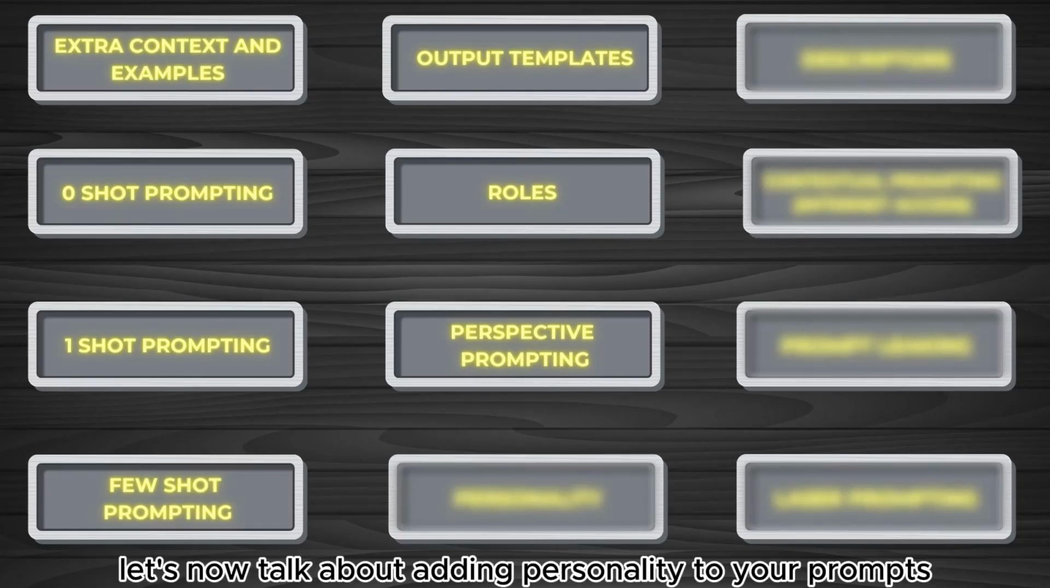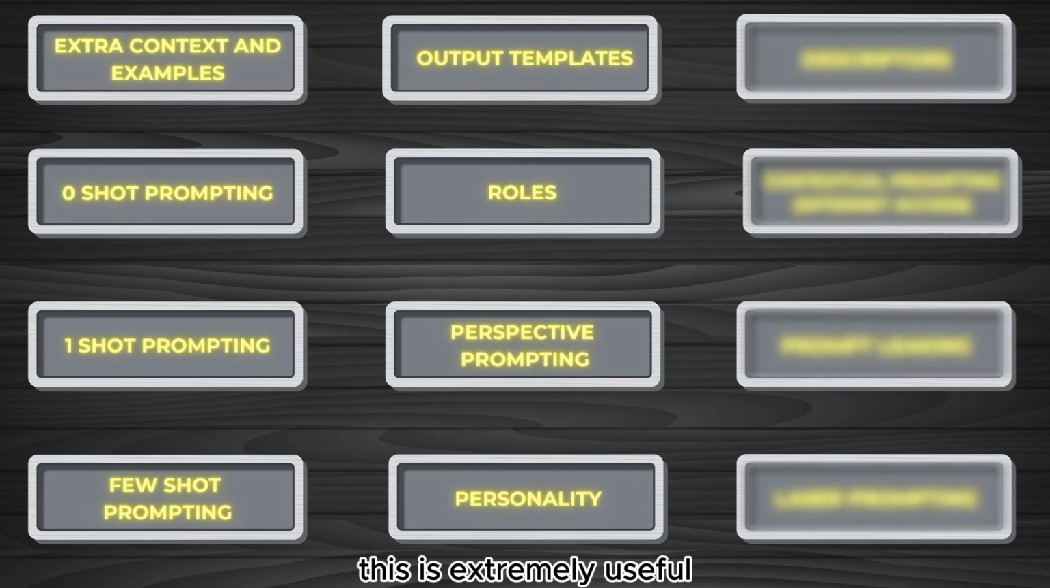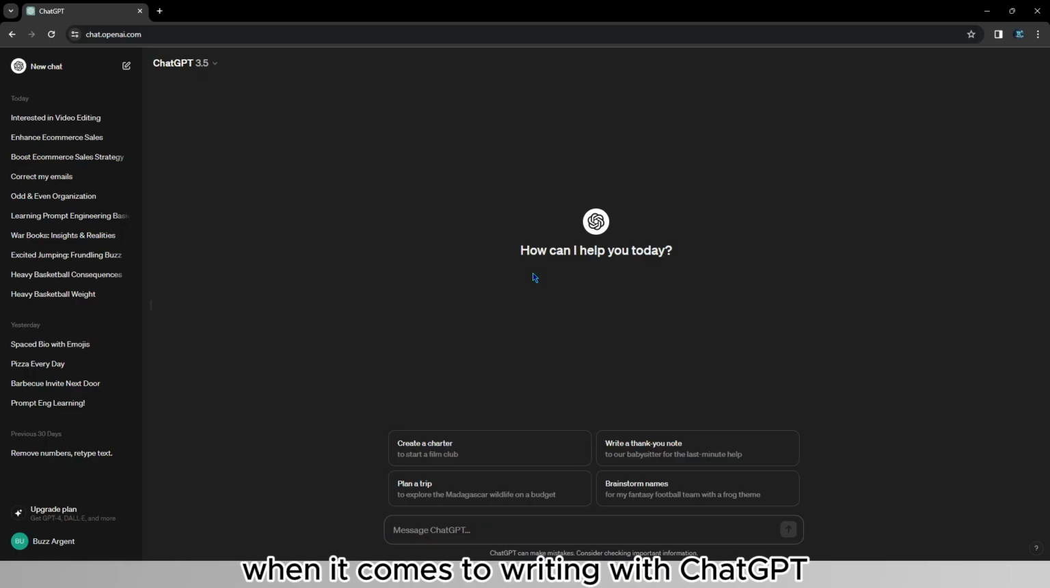Let's now talk about adding personality to your prompts. This is extremely useful when it comes to writing with ChatGPT, whether it be blogs, articles, essays, YouTube scripts, whatever. Adding personality is extremely important to make your content not sound like a robot, because ChatGPT tends to make anything sound like a robot. I'll give you an example.